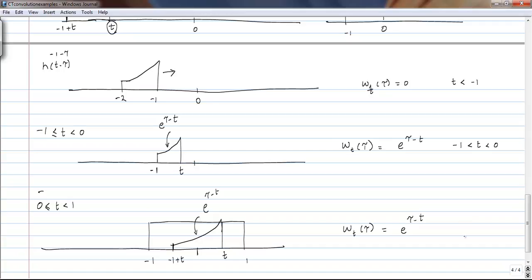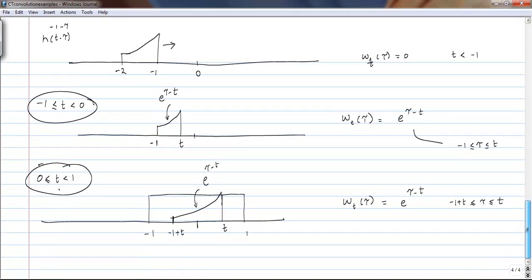I should be more careful here. So this is for tau between minus 1 plus t less than or equal to tau less than or equal to t. And this is true, but this is actually not the expression for all values of tau, right? So this is only for tau between minus 1 and t, because otherwise this is 0. So this is a range. The range is already here, so I'm not going to write it again.